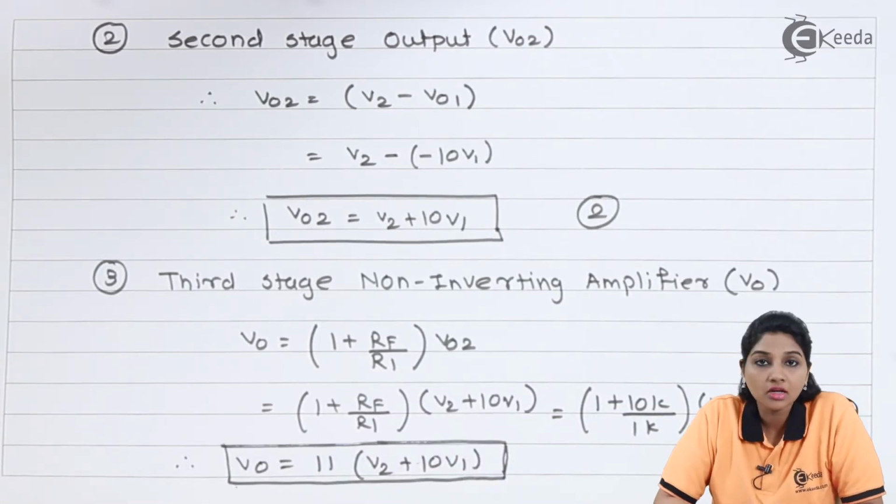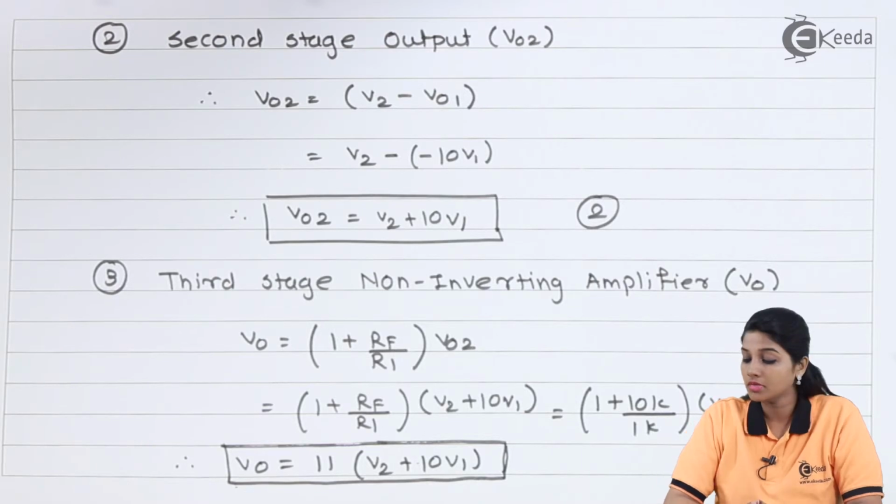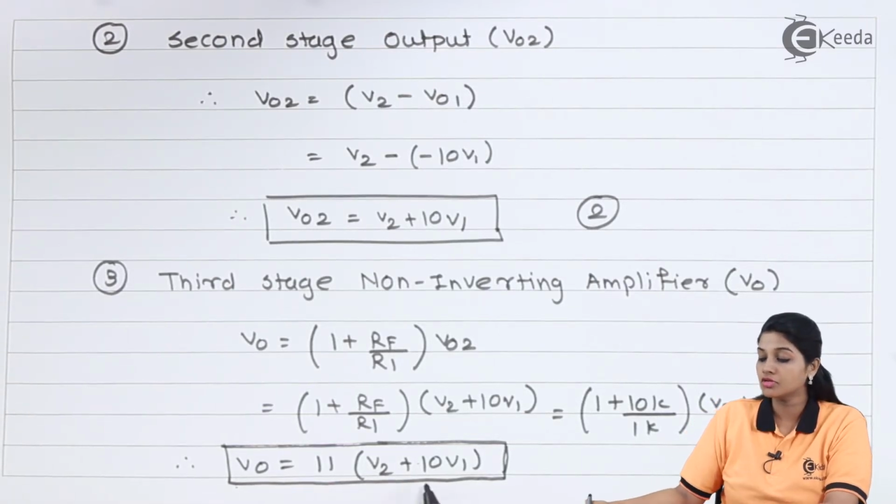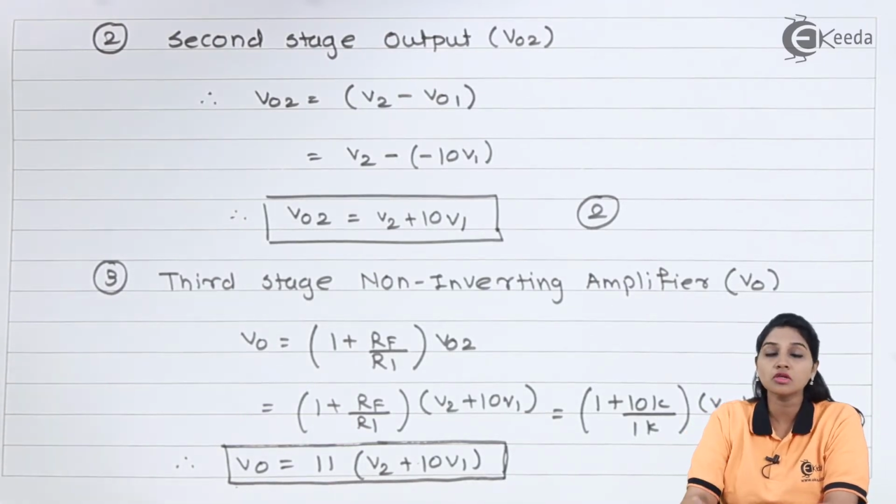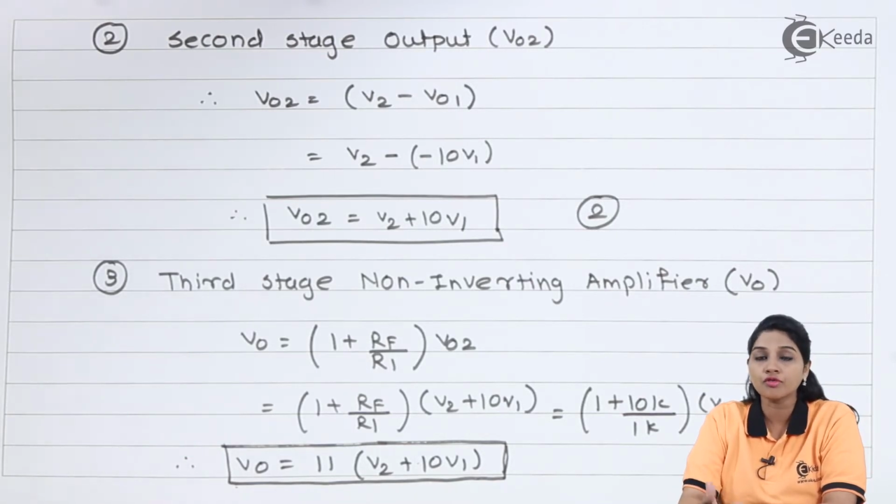So this is what the final output of the circuit which is given in the problem. That means VO equals to 11 V2 plus 10 V1, which is obtained by using three different stages of the circuit, which consists of inverting amplifier, subtractor and non-inverting amplifier. Now let's move to the next problem.